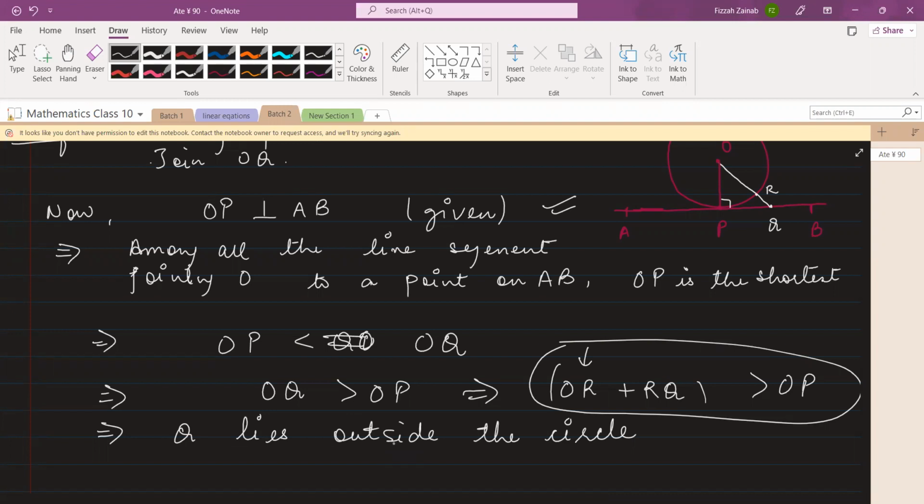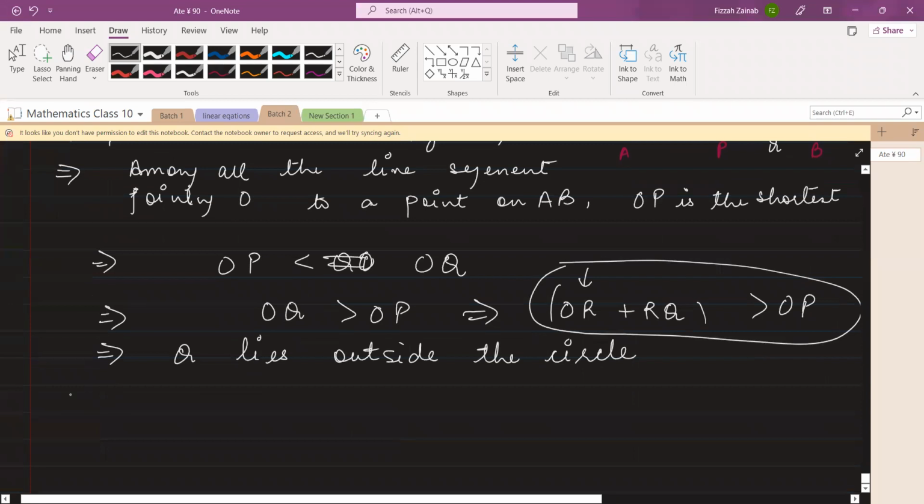So the meaning is that AP is meeting the circle only at point P, right? And therefore AB is the tangent at P. Understand? Just give it some words, write it.